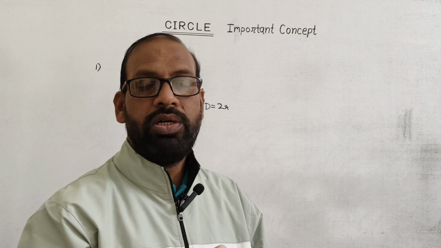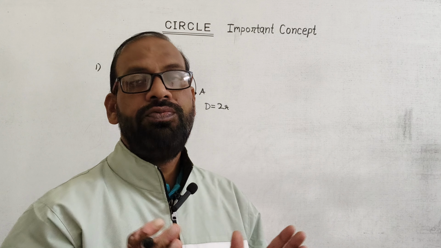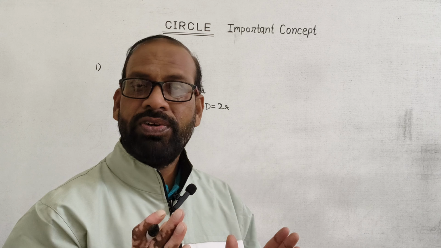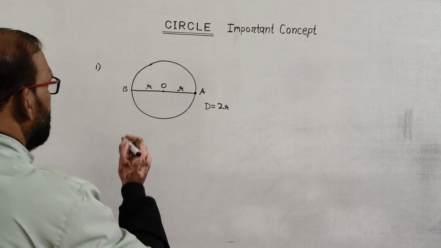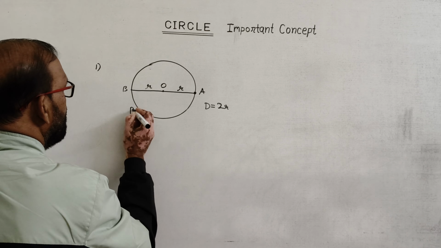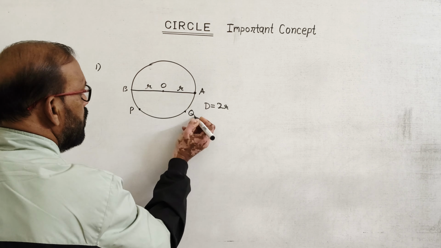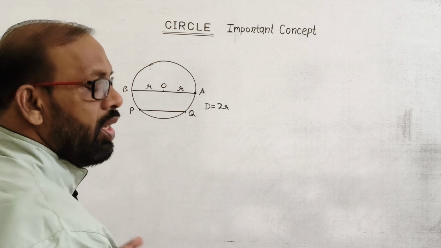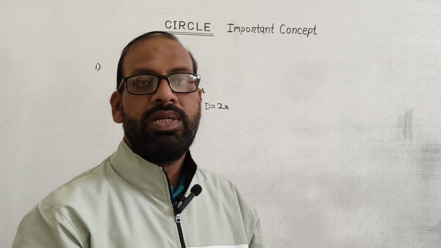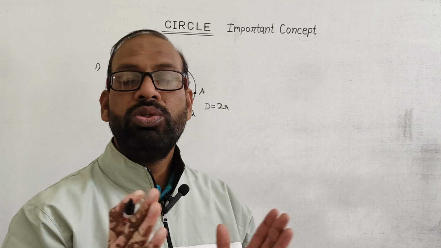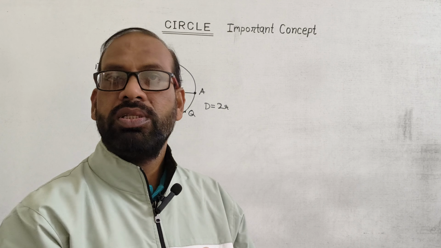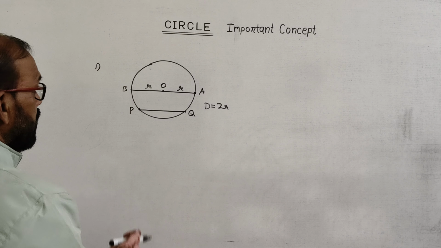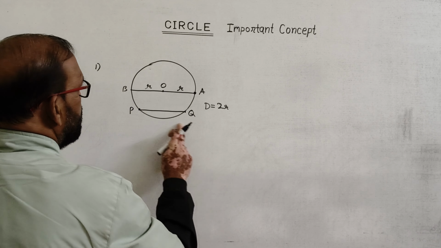Now what is chord? Chord means, suppose if we join any two distinct points lying on the circumference of a circle like this. If suppose this is point P and this one is point Q, if we join these two points, it forms a chord. So chord is a line segment obtained by joining two distinct points lying on the circumference of a circle. Now, this is a diameter, this is a chord.